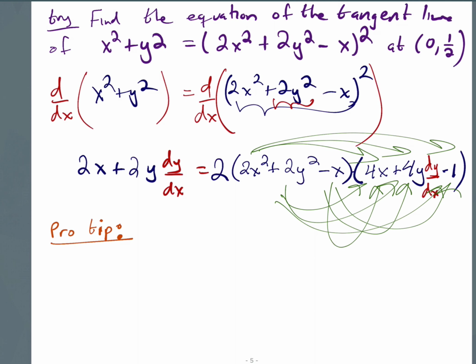Okay, so instead of solving for dy over dx in this whole mess, plug in x equals 0 and y equals 1/2, and then solve. Because that'll give you the slope as a number, and then you'll be able to find the equation of the tangent line. Does that make sense? Okay, so I'll give you guys another couple minutes to do it.